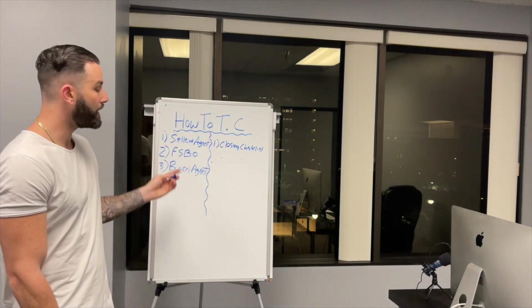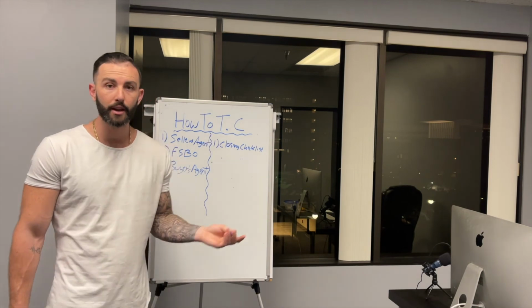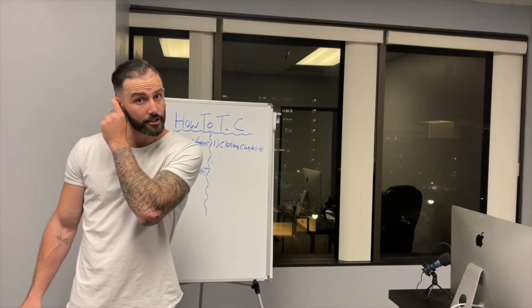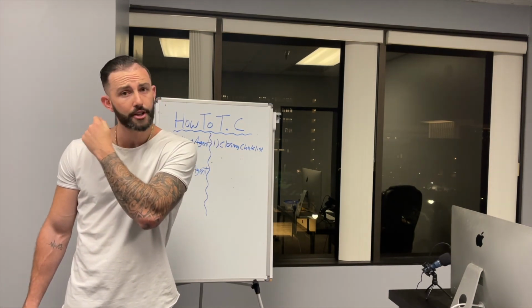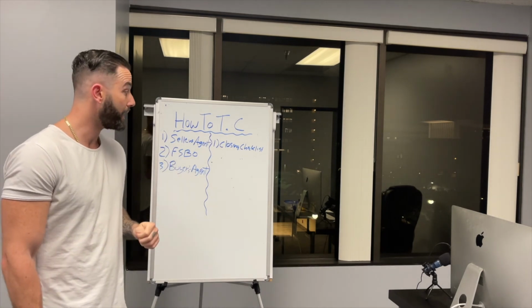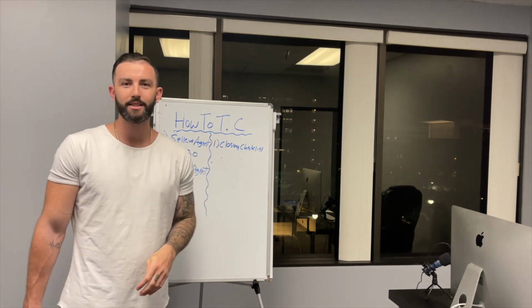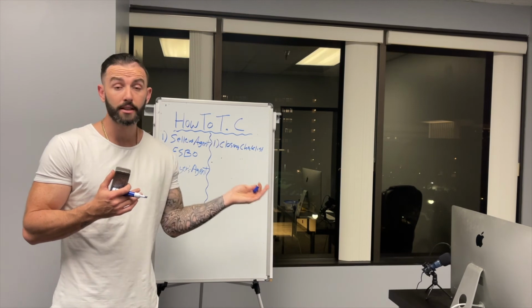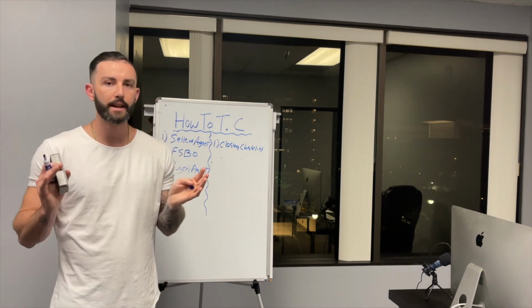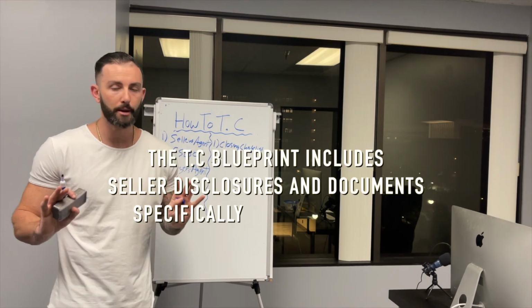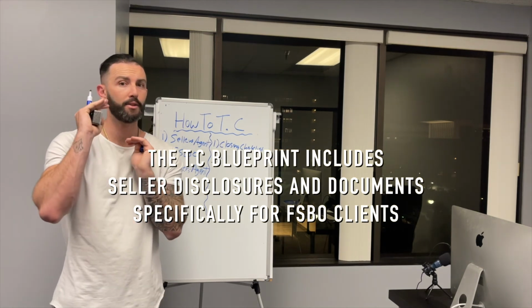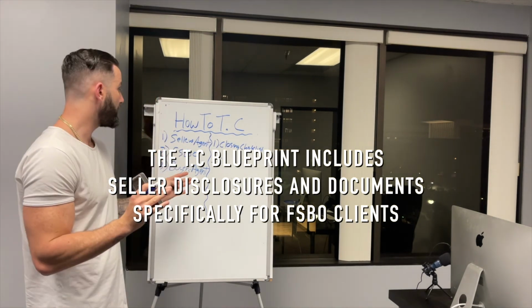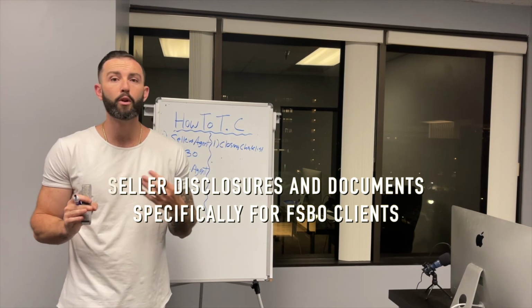So let's say you called a for sale by owner like I did on the video, and they said, yeah, I'll take your service. You know, I'll pay you $500 or whatever. Great. So you need a closing checklist. In my ebook with the TC blueprint, I also added a bunch of forms and a bunch of contracts. I made it into a single page that is designed specifically for sale by owners.